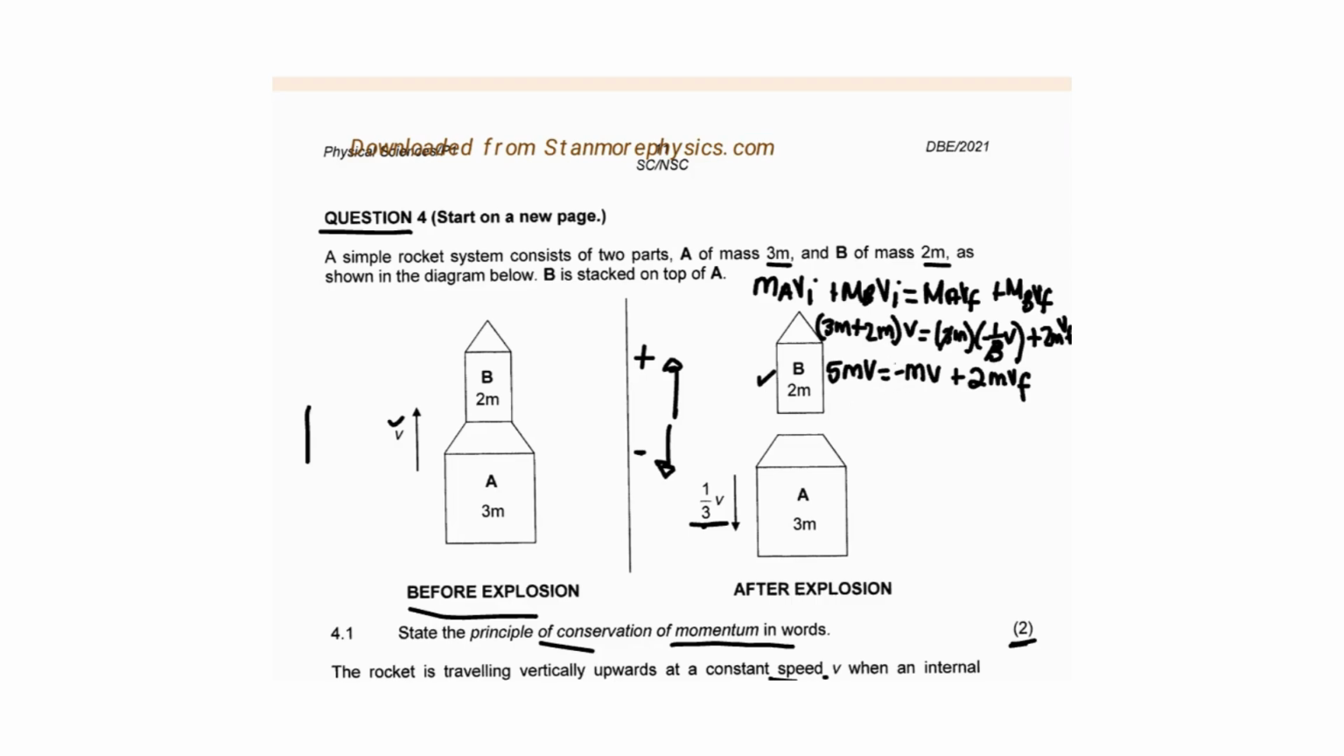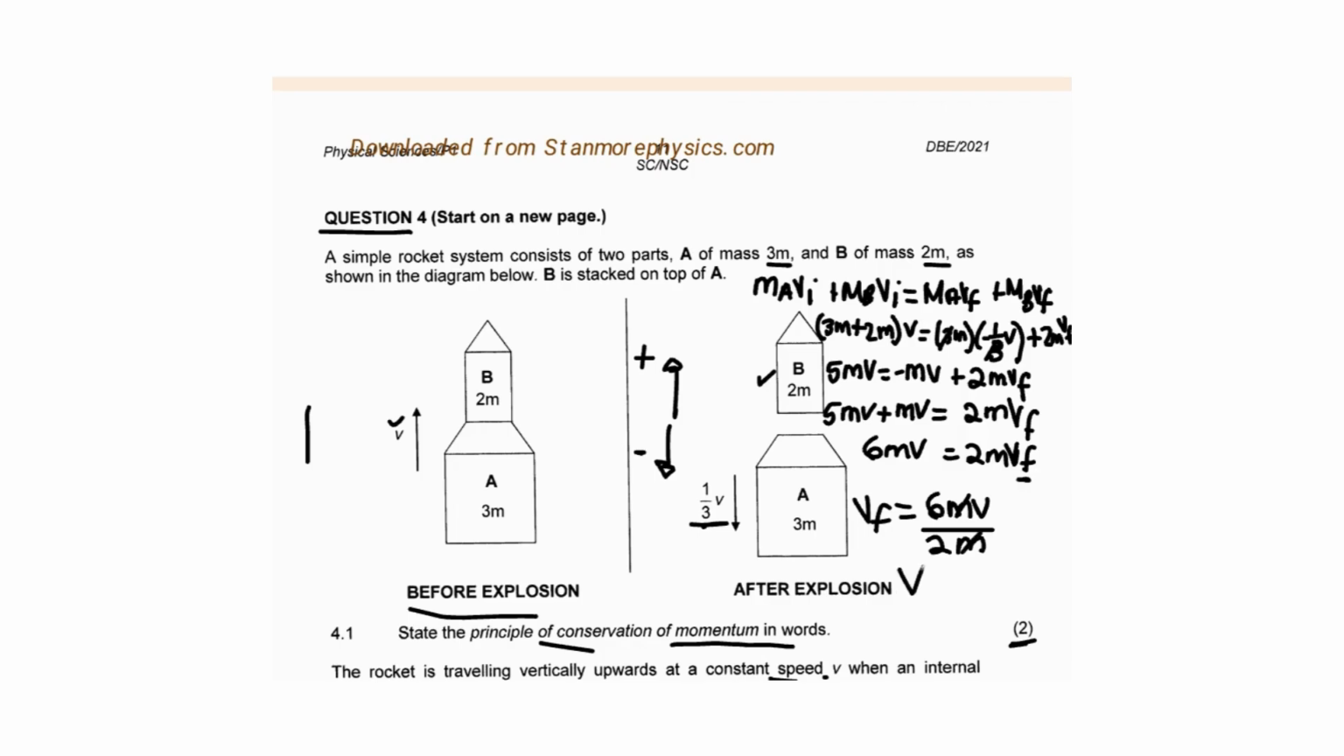The 5mV and the negative mV are like terms. I'm just going to move the mV to the left. It becomes a positive, and that would be 6mV equals 2mVf. So because I'm looking for Vf, it means V final for B is going to be 6mV divided by just 2m, and the m and the m cancel.